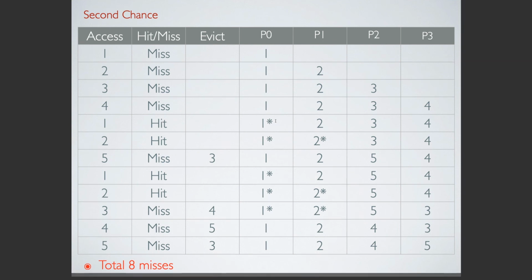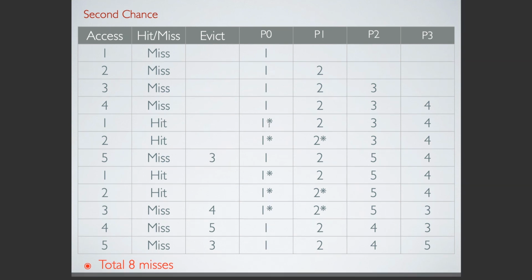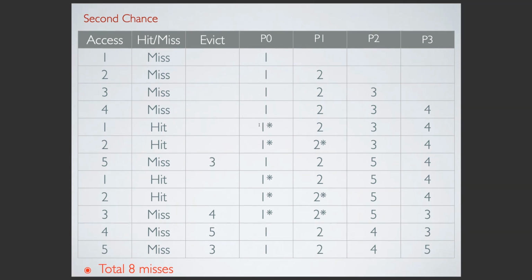If there is a hit, we're gonna turn on the access bit. And here I put some kind of a star on the one. Okay, so I turn on the access bit. And then again I have a hit. Okay, so I'm gonna put the access bit of 2 here. And then I have a miss.